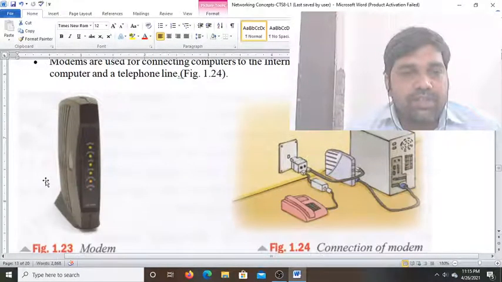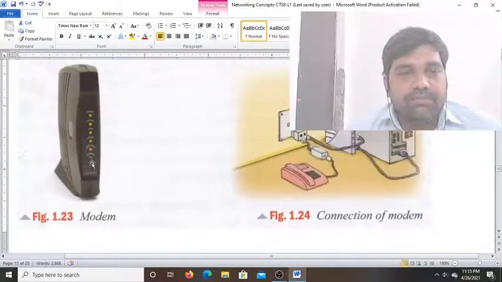This is the modem. You can see this is also one type of modem, and this is the device kept there.